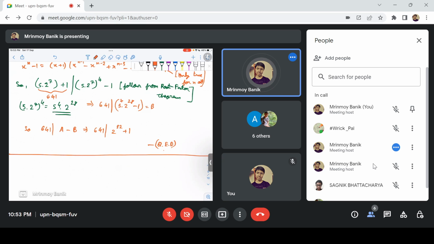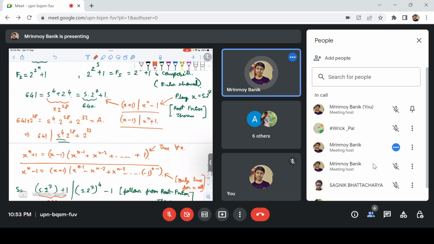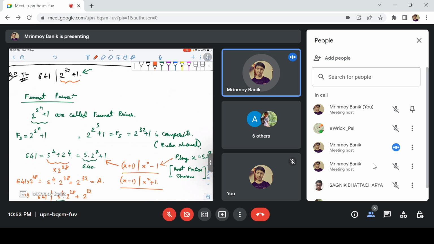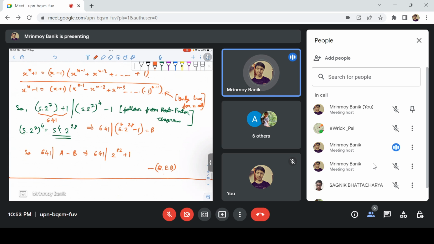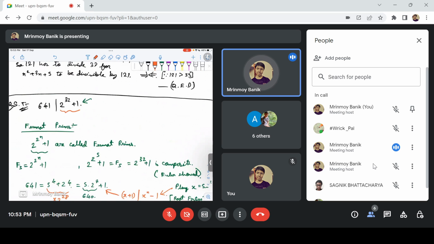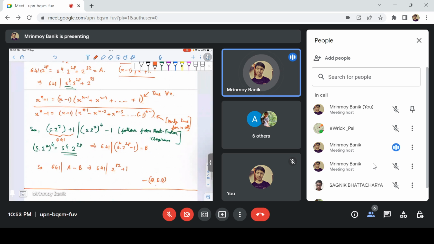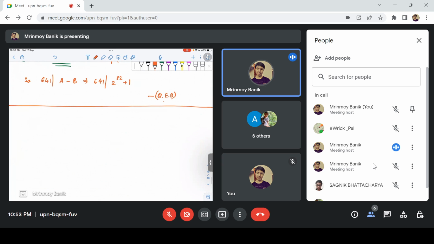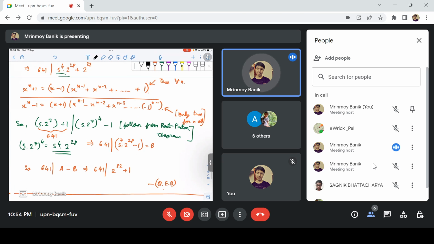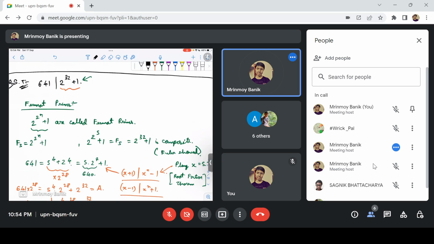This exact same method may not have been used by Euler, but it is what is written in Hardy and Wright's number theory book. It's a pretty thick book. If you get time, you can check it out. I guess I had listed that one too in my book list.